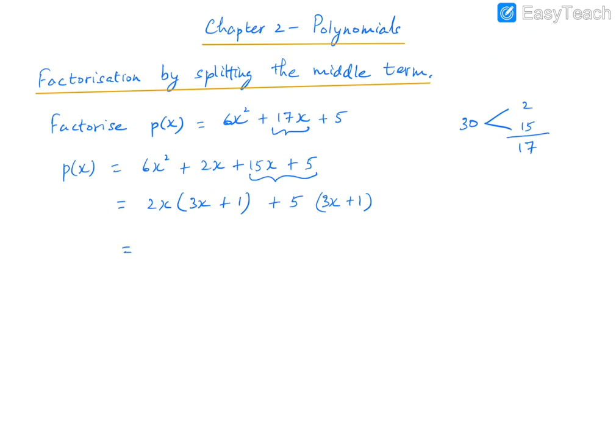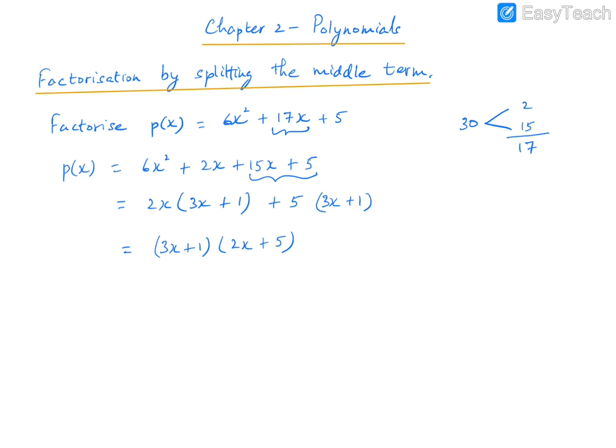So now in this last expression, 3x plus 1 is a common factor in both the terms. So we will take the 3x plus 1 out as a common factor, and then we have 2x plus 5. Basically we have taken 3x plus 1 as a common factor because it is present in both these terms. So this 3x plus 1 is multiplying this 2x, and this 3x plus 1 is multiplying the 5. So we have 3x plus 1 times 2x plus 5. So these are the factors of the polynomial p of x.